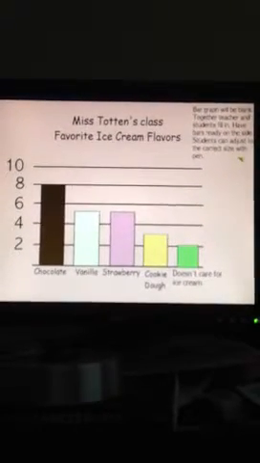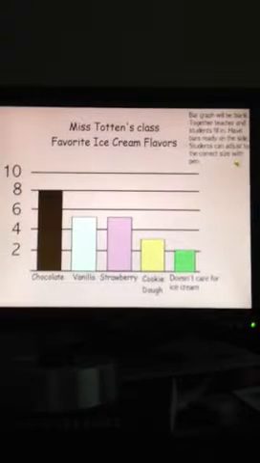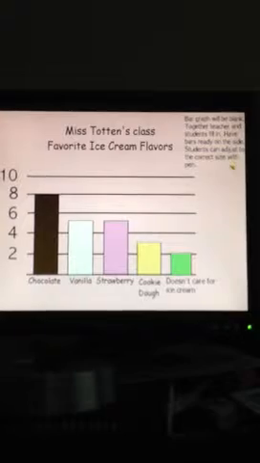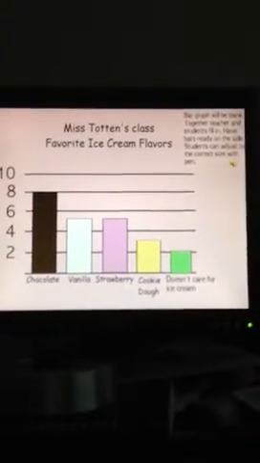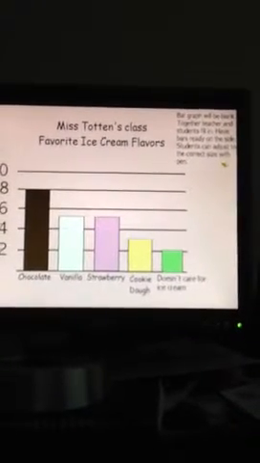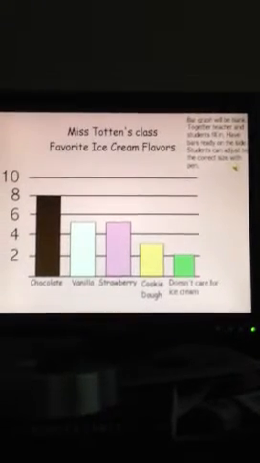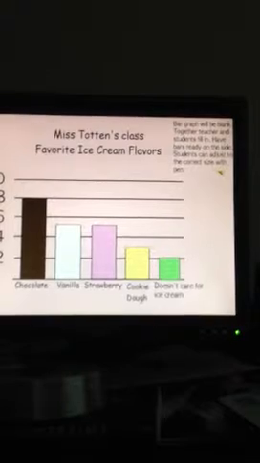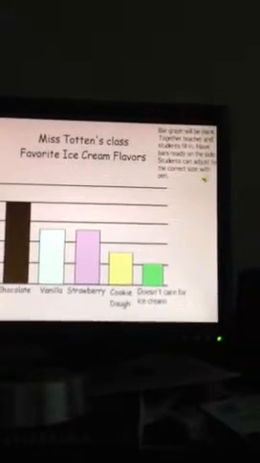After we create the pictograph, I will ask if there are any other ways that we could show this data. After the students answer, I will tell them that we are now going to create a bar graph with the same data. Together, the students and I will create the bar graph, and I'll allow the students to come up and draw the bar that represents the number of students who like chocolate, vanilla, strawberry, cookie dough, and for the ones who don't like ice cream.